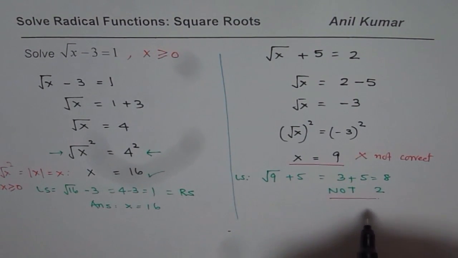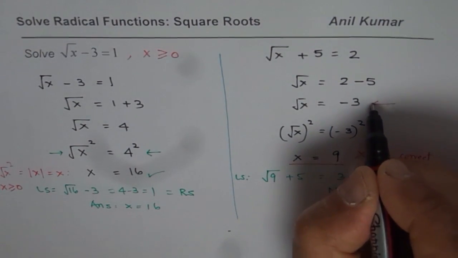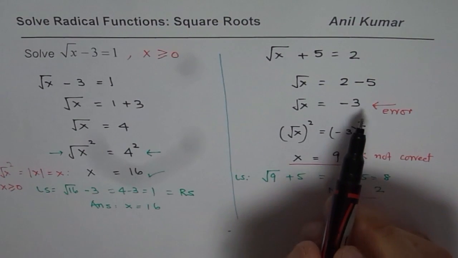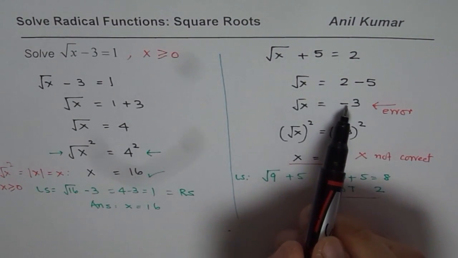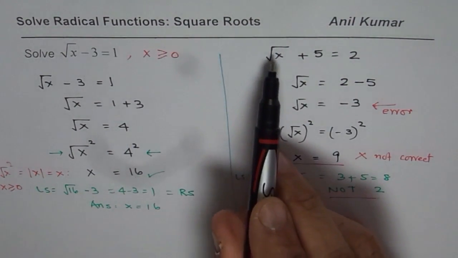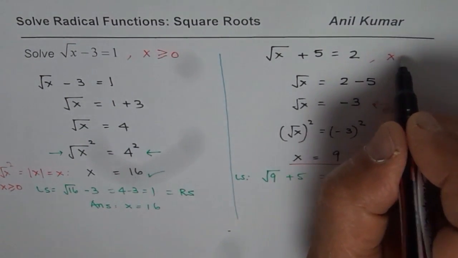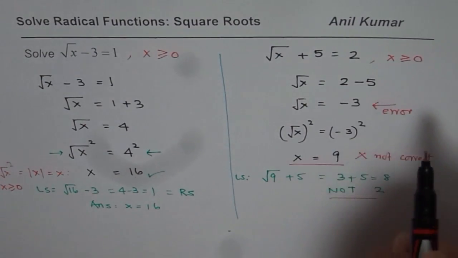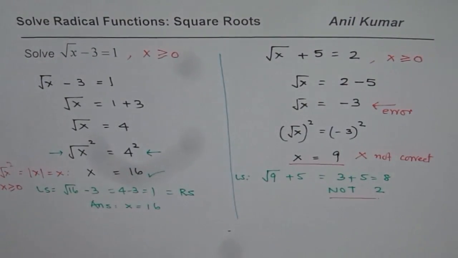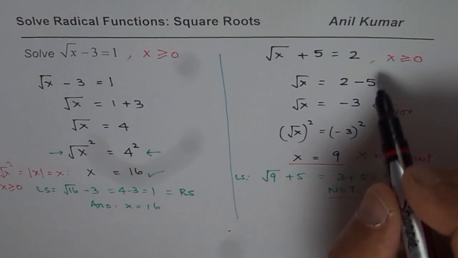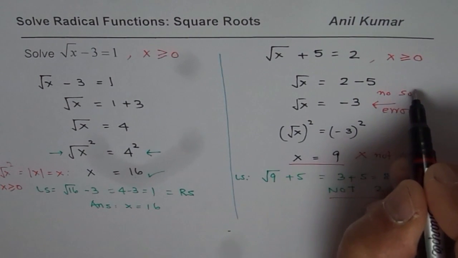And where is the error? We caused the error at this stage. We squared a negative. Now as soon as you get a negative on the right side of square root x, you know square root x is always positive. So we are looking for x which is greater than or equal to 0, and we know the value of square root x will be positive. Therefore at this stage also we could have written no solution.